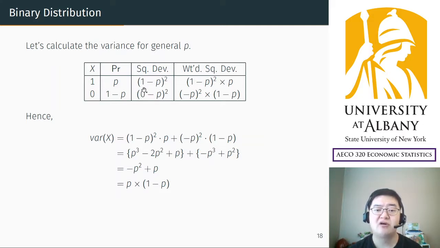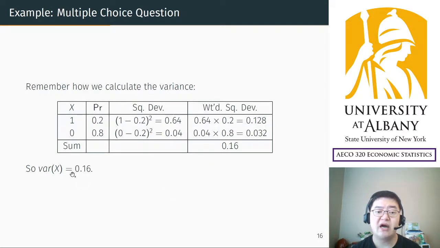So the same: outcome minus mean, where the mean is p, and square. That's the squared deviation, and the weighted squared deviation is the squared deviation times probability. When you expand the squares and rearrange the terms, in the end what you get is p times 1 minus p. The variance of x equals p times 1 minus p. You may go back here: we got a variance of 0.16.